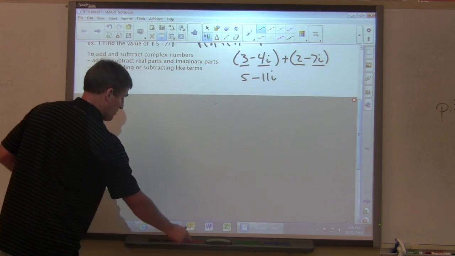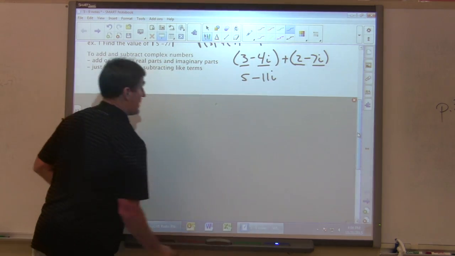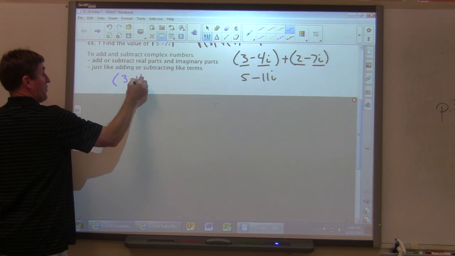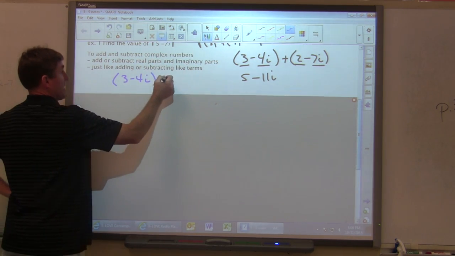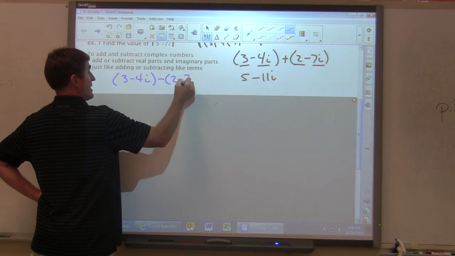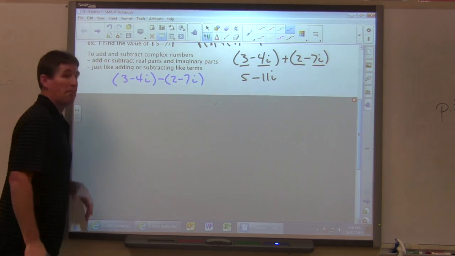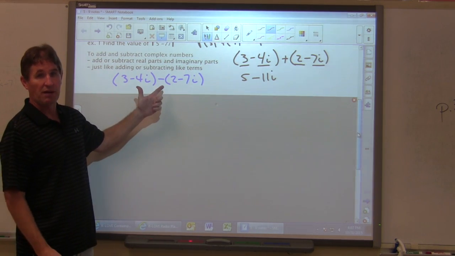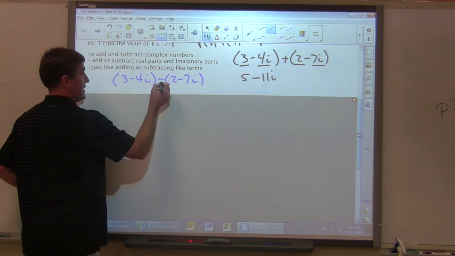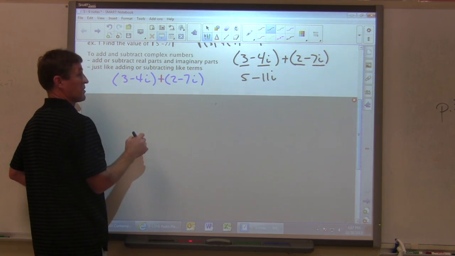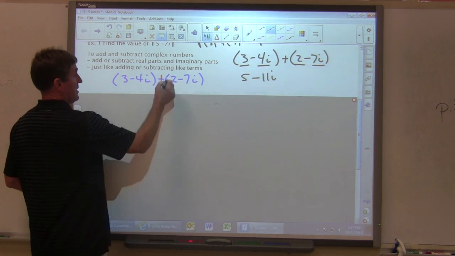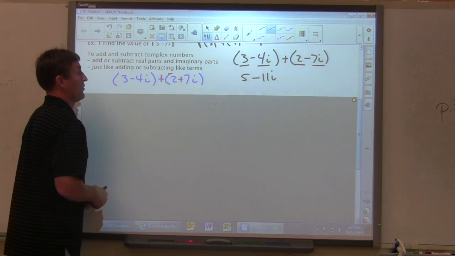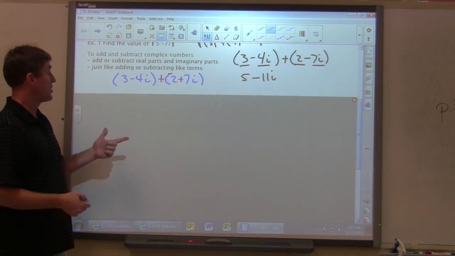Let's do a subtraction problem, because a lot of people make mistakes. Let's do the same problem. 3 minus 4i minus 2 minus 7i. Now my recommendation is, don't work with subtraction problems when you have parentheses. Just change it to addition. Because remember, subtraction is the same as adding the opposite. And so we take the opposite of this, and so we change the sign of both terms. And now we do an addition problem.